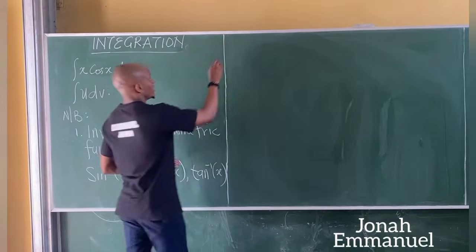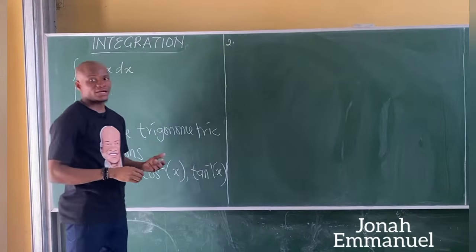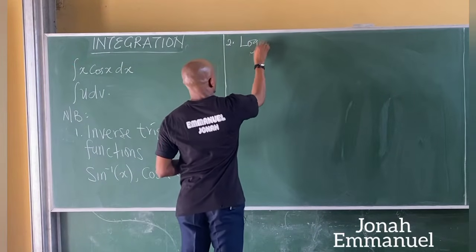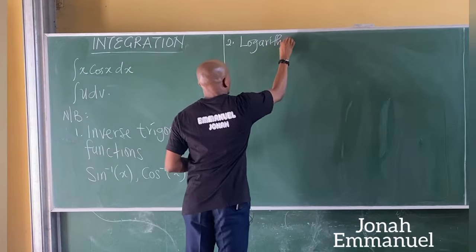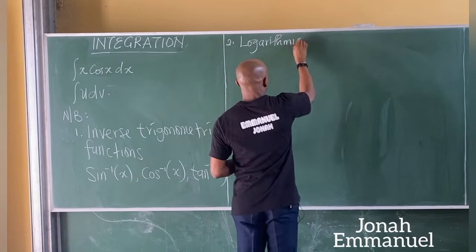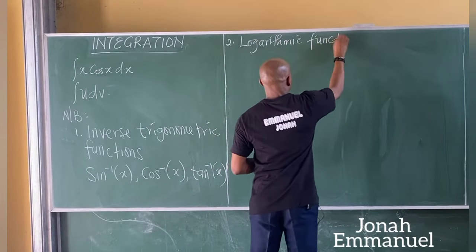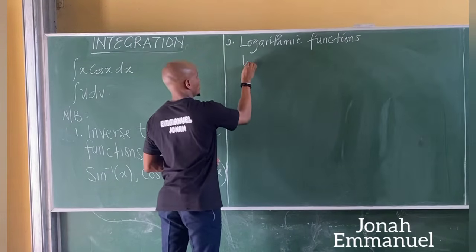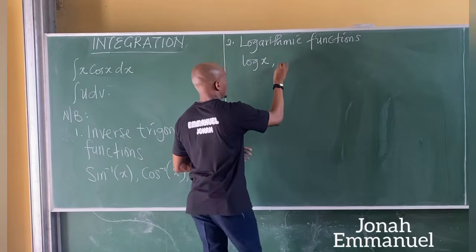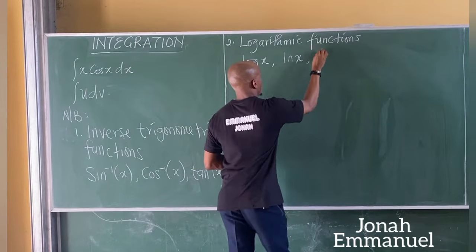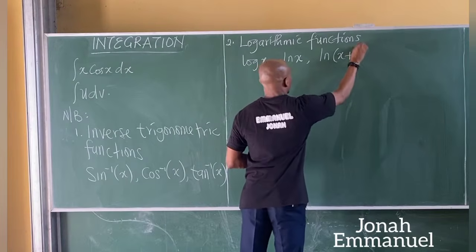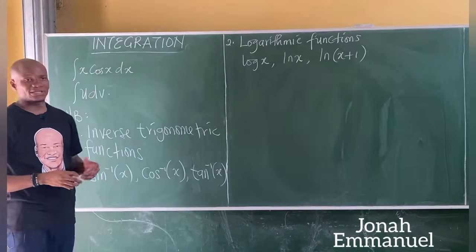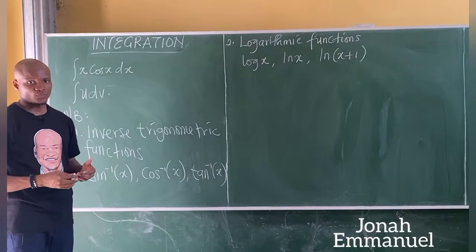The second kind of terms to take as u are the logarithmic functions. All right. So u is most of the times used as logarithmic functions. Examples of logarithmic functions include, let's say, log x, and perhaps ln x, or perhaps ln x plus 1. So these are also another set of functions we take as u.